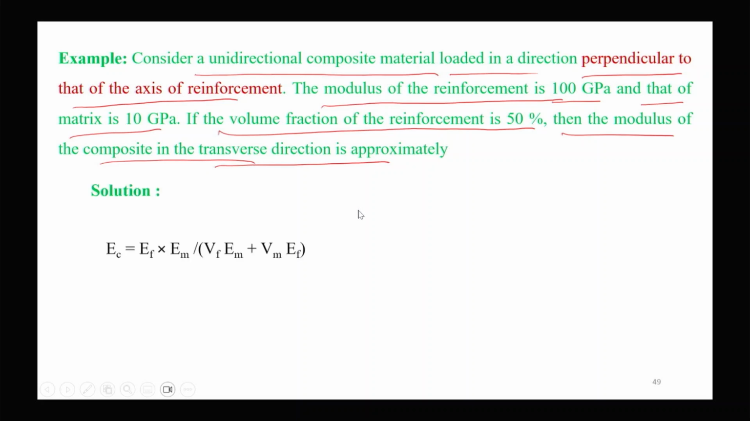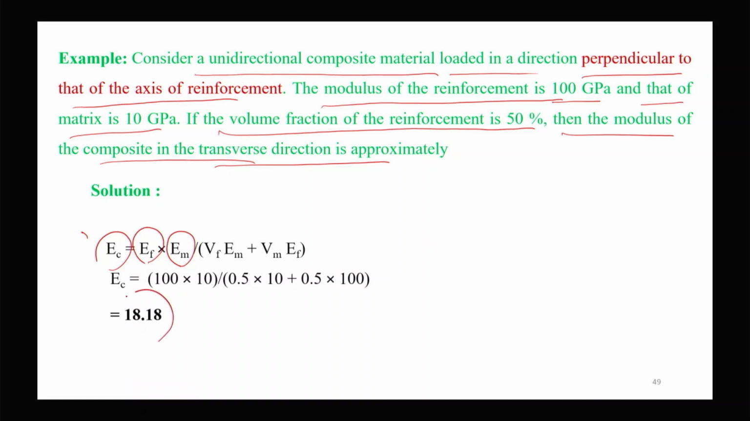So we will be using the inverse rule of mixture to find the composite modulus. This is the relationship, where EF is the fiber modulus and EM is the modulus of the matrix. Using this relationship, we can calculate the modulus of the composite in the transverse direction, as per the inverse rule of mixture that we have already discussed.